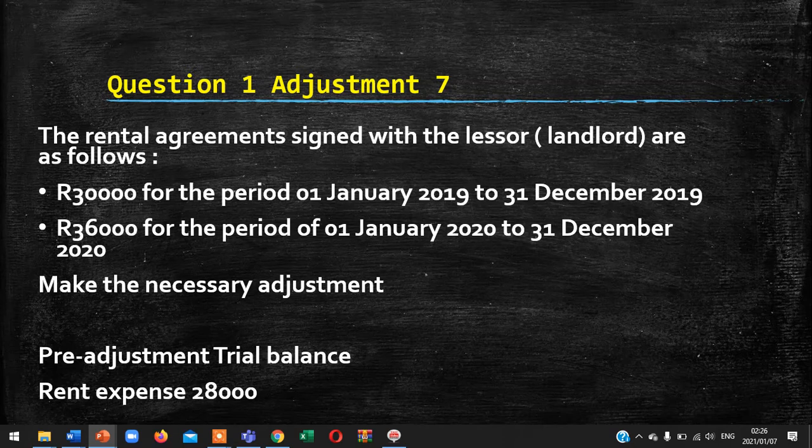It says the rent agreement signed with the landlord is as follows: 30,000 for the period of 1st January 2019 to 31st December 2019, and then 36,000 for the period of 1st January 2020 to 31st December 2020. Make the necessary adjustment. On the pre-adjustment trial balance, we are given rent expense as 28,000, right?